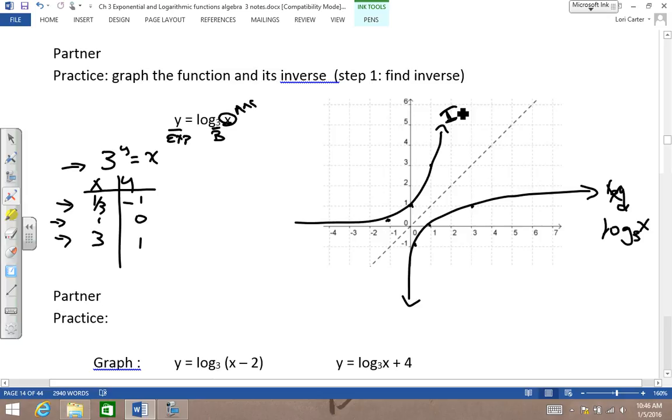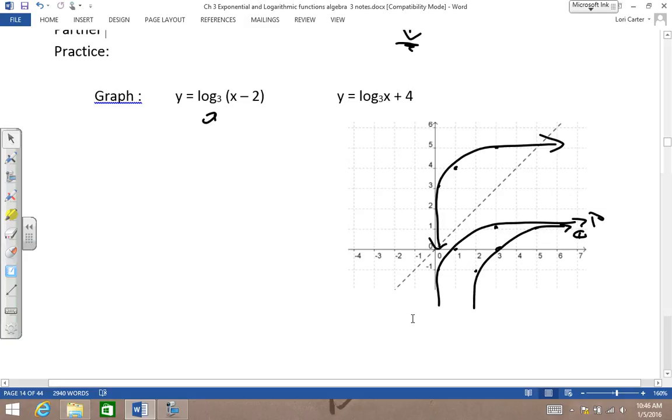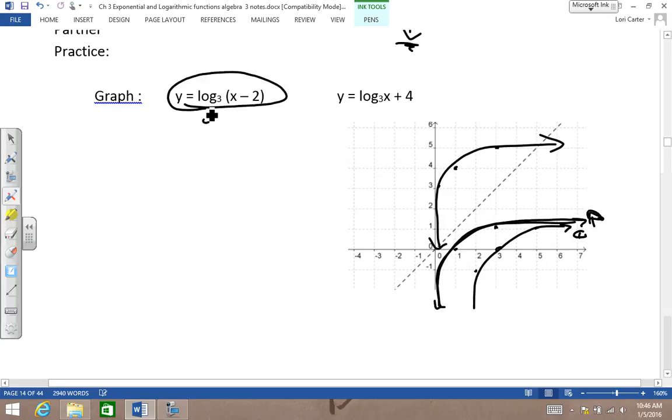Okay. Now, which one of those graphs am I moving? The log one. So I'm taking this graph, and now we're doing transformations with it. So this is your original, this is your parent, right here. Everybody good? How do I have to move this one? To the right. Right 2.